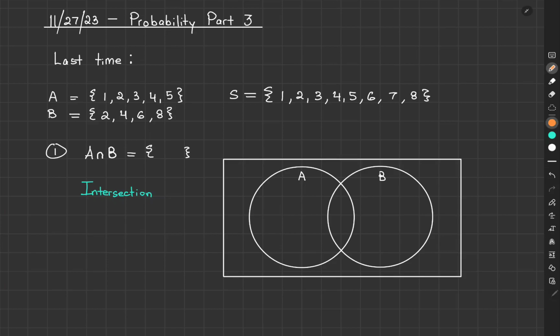Okay, so A's values, or the outcomes which only A wins, would be 1, 3, and 5. The outcomes that would have only B win are 6 and 8. And the outcomes that they both share, which would cause either of them to win, are 2 and 4. So this here is going to be their intersection that we call A and B.